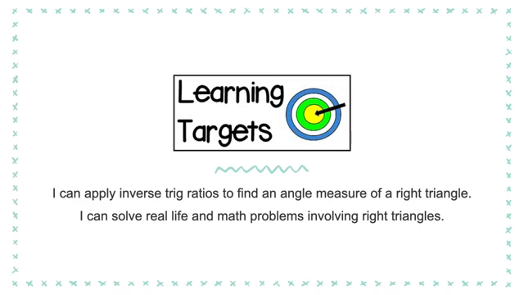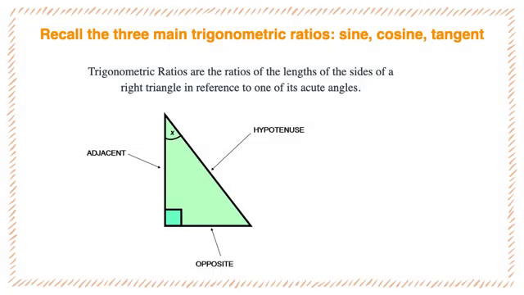So in this lesson, the focus is going to be on finding angle measures of right triangles using what's called inverse trig ratios. Before we jump to inverse trig, let's recall the three main trigonometric ratios: sine, cosine, and tangent. Remember, trig ratios are the ratios of two of the lengths of a right triangle in relation to one of its acute angles. In the diagram shown of the right triangle, there is an acute angle that's marked as x.